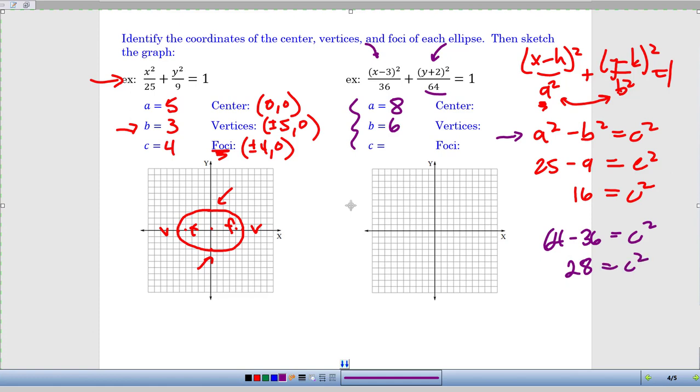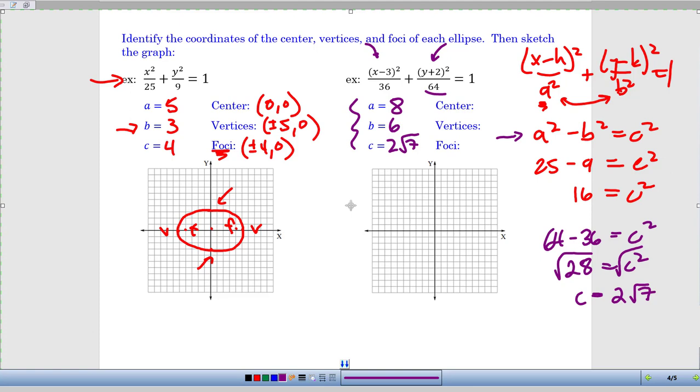So unfortunately that doesn't turn out to be a perfect square, but we can still take the square root of both sides. And so if we leave that in radical form, just clean it up a little bit, we get c is equal to 2 root 7. So we can put that there. Now, for graphing purposes, we're going to need to know what that number is as a decimal, just so that we can kind of estimate it.